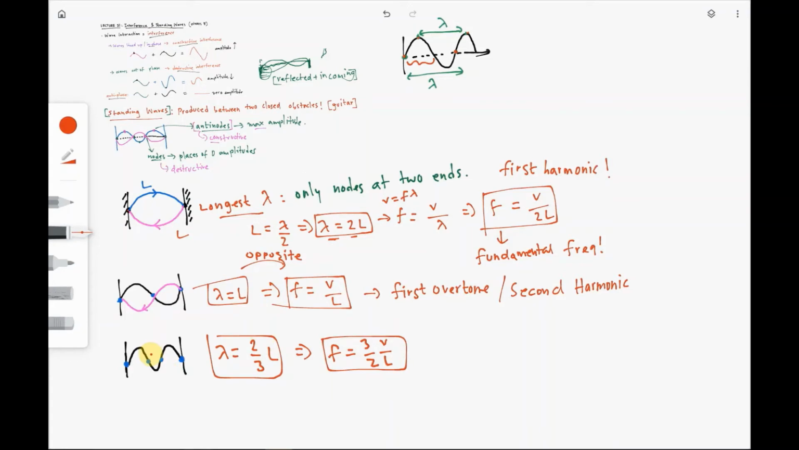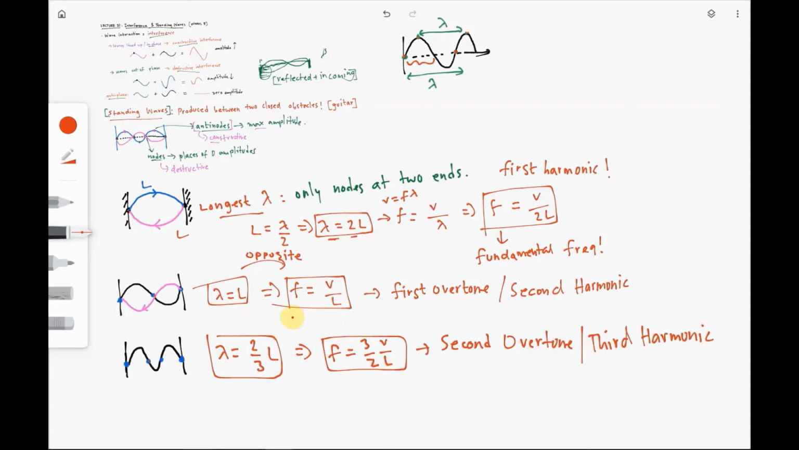And if you look at this picture, we have two nodes in the middle, while in this picture we had one node, and in this picture for the longest wavelength we didn't have any. So one node was the first overtone, two nodes would be the second overtone. This is easier to remember which overtone you're talking about. And whatever overtone you're talking about, just add 1 to it. Second overtone would then correspond to the third harmonic. Whichever one you choose to remember is up to you. These are just different names given to the same thing.